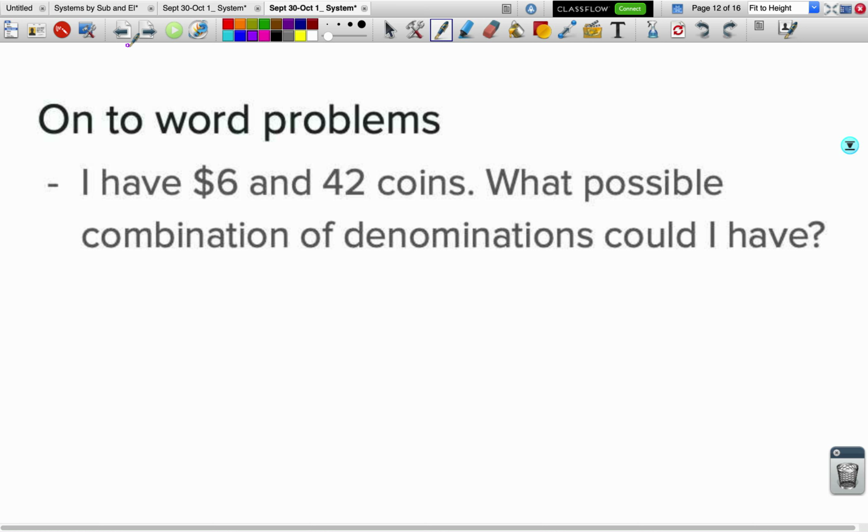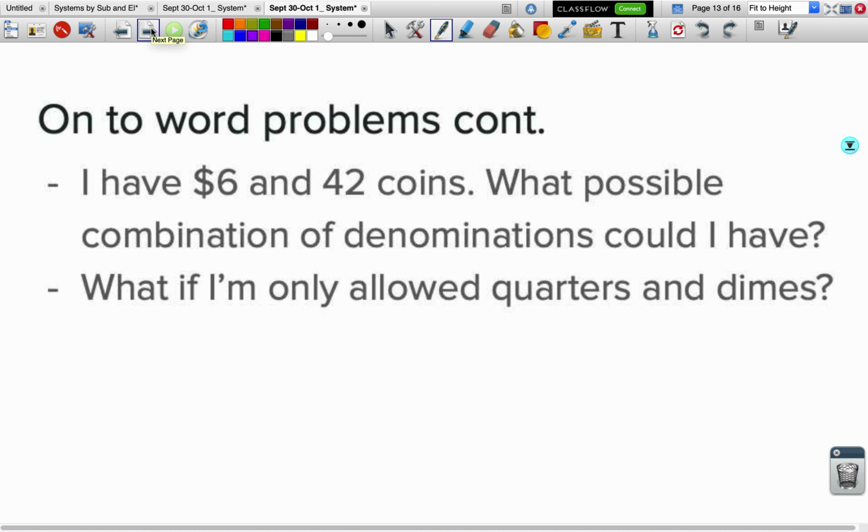All right, on to a slightly different topic. We're going to be talking now about word problems, starting with this one right here. I have $6 and 42 coins. What possible combination of denominations could I have? Here I'll pause the video and let you list out as many as you can come up with.